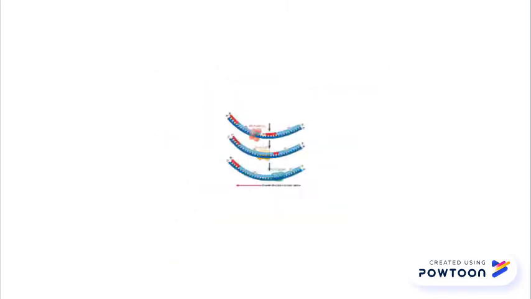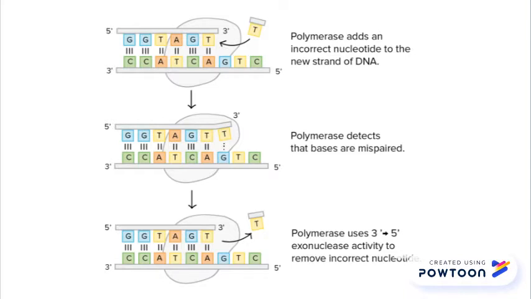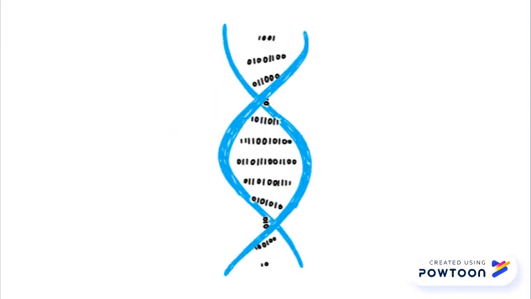Polymerase III will proofread the new strand and go backwards if any mistakes were made. It will also look for incorrect base pairing. If there are any errors, it will be replaced with the correct nucleotide. Replication is now complete, and the new DNA strand is ready to be used.